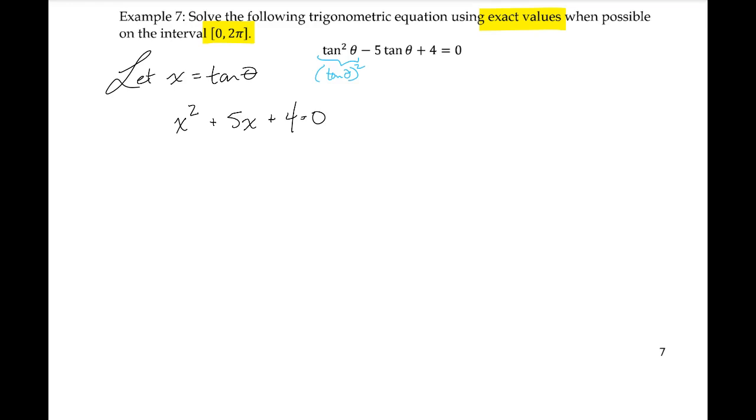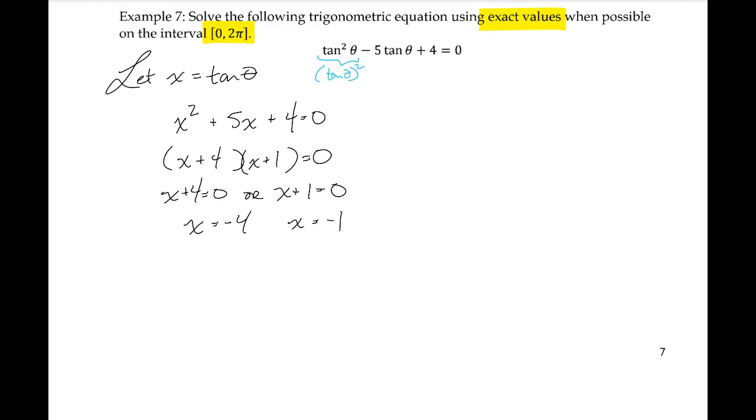This, to me, looks way less intimidating now that I don't have a trig function in there. Now, how do we solve quadratic equations? We deal with factoring if we can. So in this case, we do have the ability to factor. This would be x plus 4 and x plus 1 equals 0, which means that we've got two options, either x plus 4 equals 0 or x plus 1 equals 0, which means that x could be negative 4 or x could be negative 1.